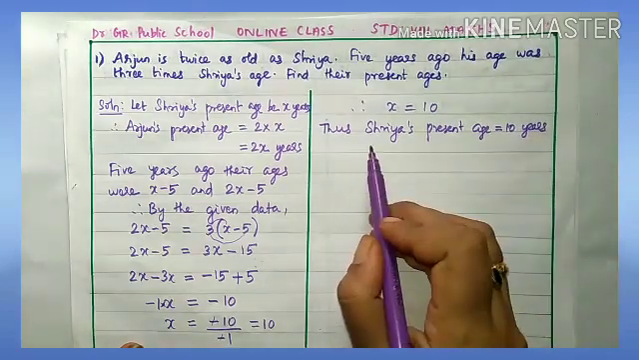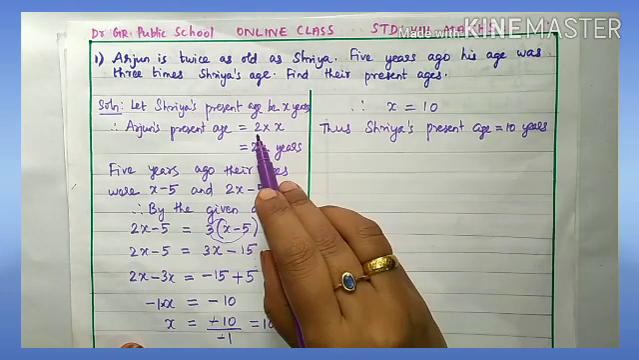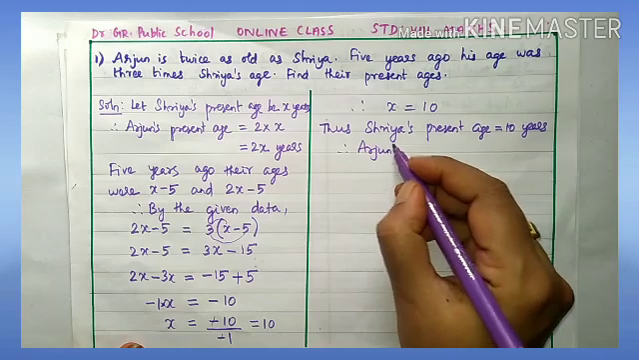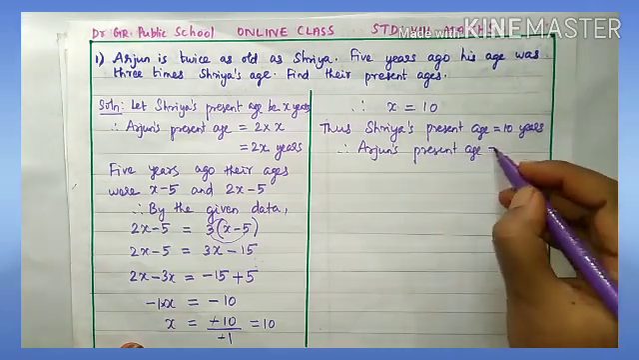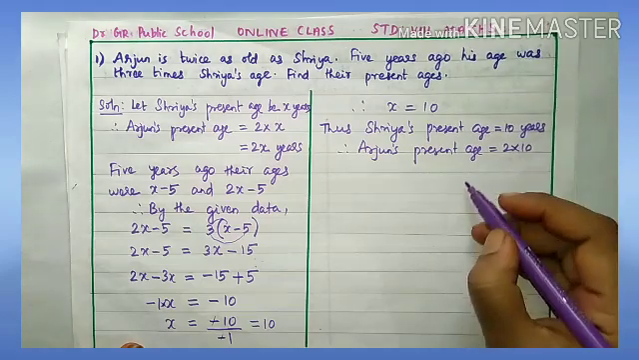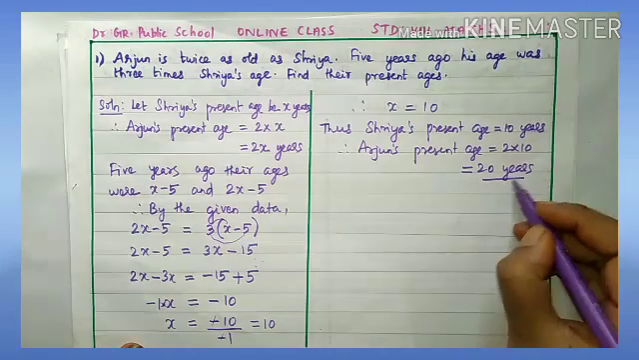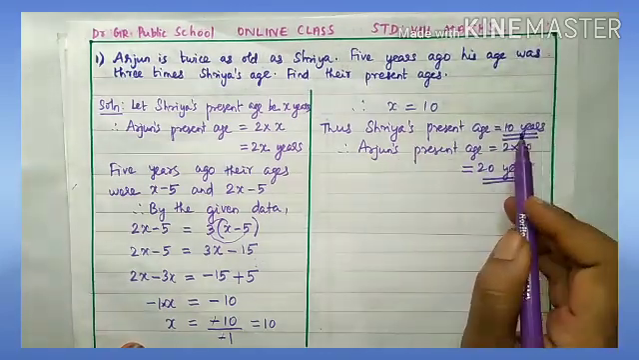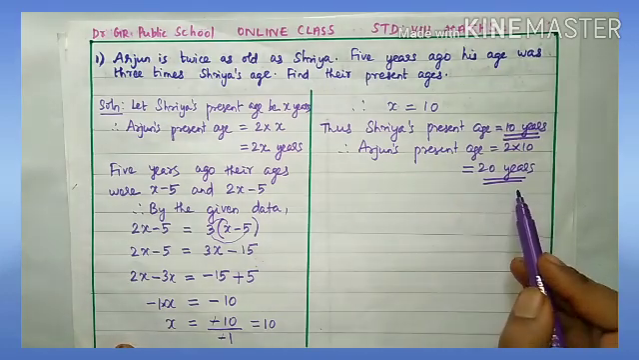Now can you say what is Arjun's age? Yes, double of Shreya's age. So 2 into. Therefore Arjun's present age is equal to 2 into 10. What is 2 into 10? Yes, 20 years. Okay, so these are both your answers. Shreya's present age is 10 years and Arjun's present age is 20 years.